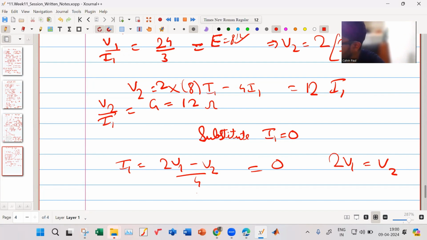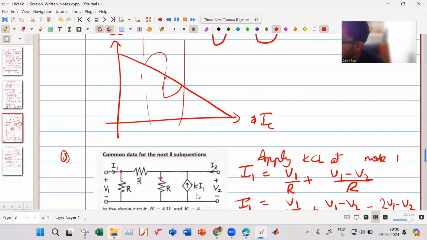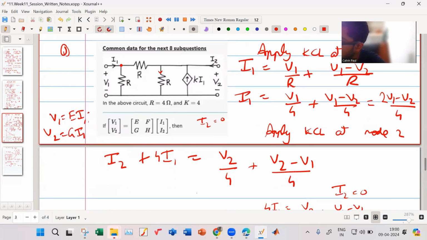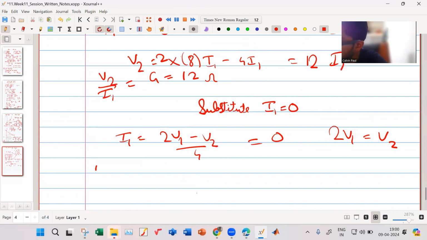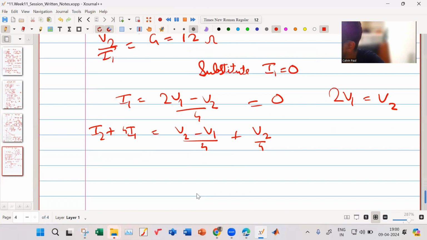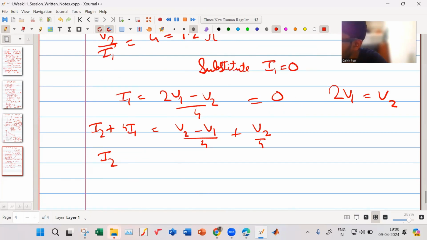So I get 2V1 is equal to V2. Then in my other original equation, I2 plus 4 I1 is equal to V2 upon 4 plus V2 minus V1 upon 4. What is my other equation? I2 plus 4 I1 is equal to V2 minus V1 upon 4 plus V2 upon 4. So again, I will put I1 is equal to 0. So I will get I2 is equal to 2V2 minus V1 upon 4.